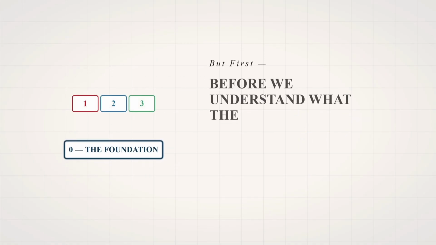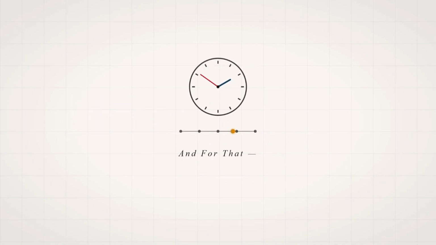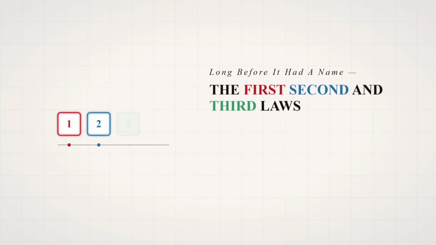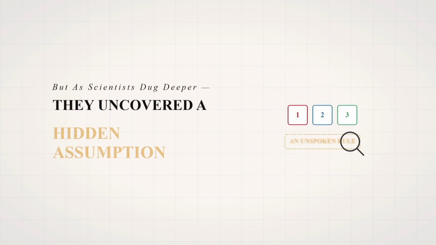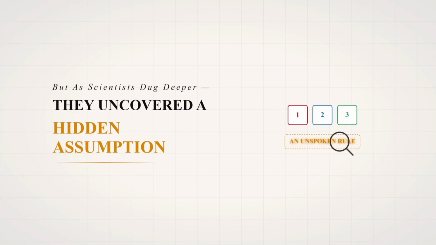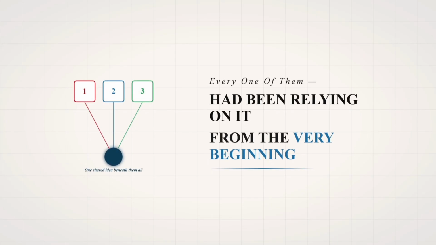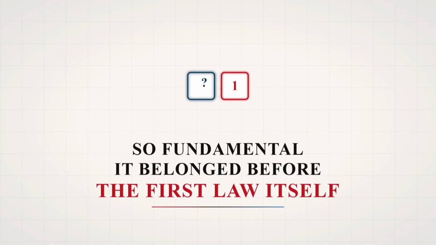But before we understand what the Zeroth Law actually says, we need to understand why it exists in the first place. And for that, we have to travel back to the history of thermodynamics. Here's the interesting part. The first, second, and third laws were all discovered and formally stated long before the Zeroth Law. But as scientists continued developing thermodynamics, they uncovered a hidden assumption that every one of those laws had been relying on from the very beginning. It was so fundamental that it logically belonged before the first law itself.